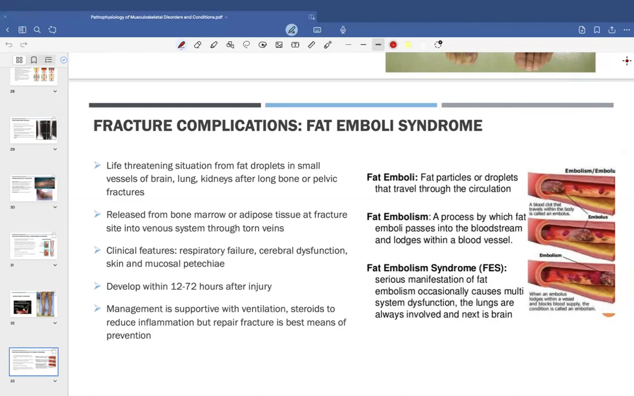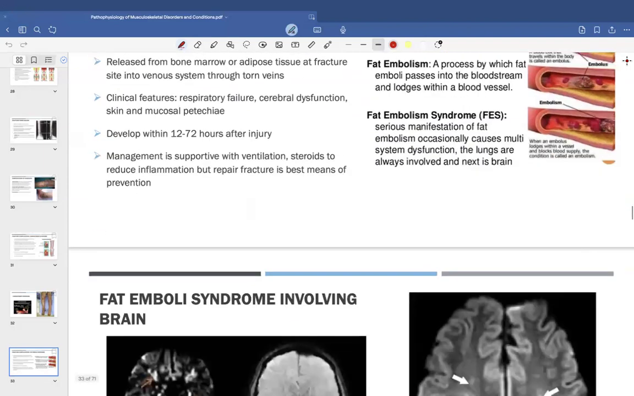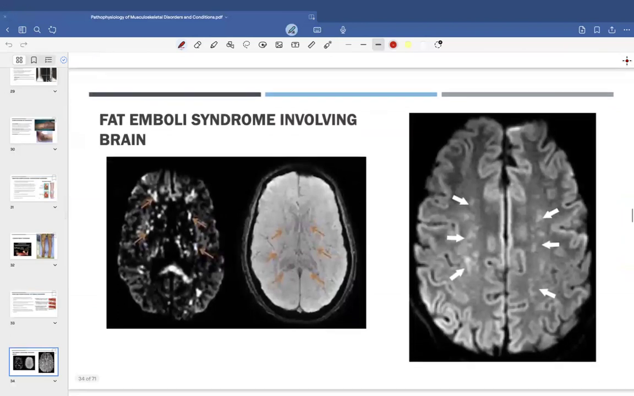Usually if it's going to occur, it's going to occur within 12 to 72 hours after the injury. And we support it as best we can. We don't give clot busters, because it's not a clot. It's a fat globule. Clearly repairing the fracture and immobilizing the joint is the best means of preventing that.